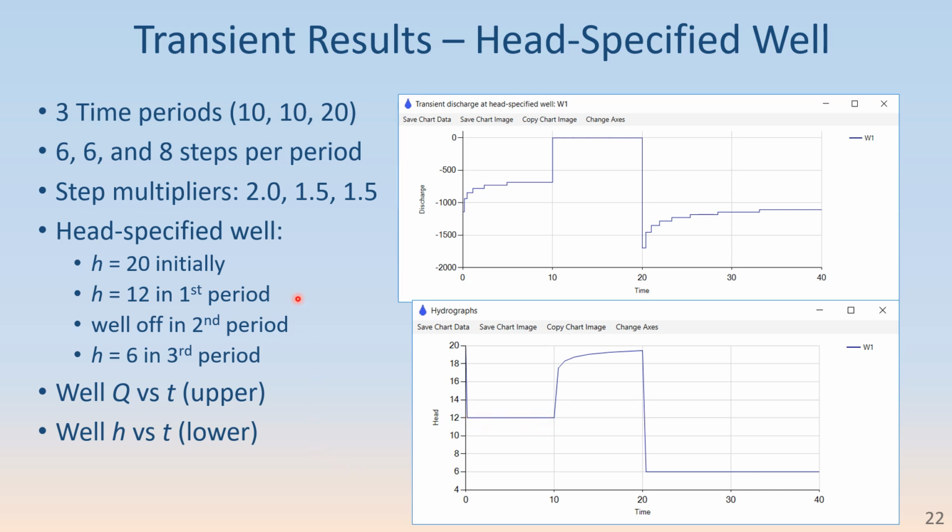In the second period, this head specified well is shut off. So the discharge is 0, and the head recovers back towards 20, which was its initial steady state condition. Then in the third period, the head is set at 6, even lower than the 12 of the first period. So the head drops to 6 for the duration of that 20-day period, and the same thing occurs. It requires a strong discharge rate initially, and that tapers off with time as less and less discharge is needed to keep the head at 6.